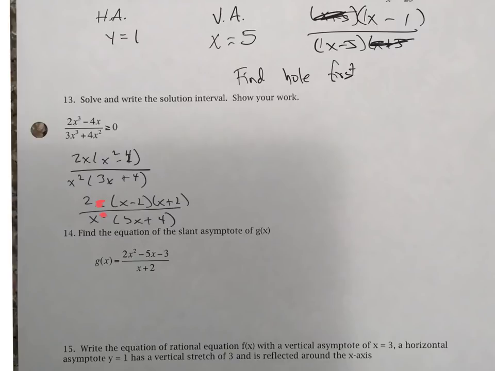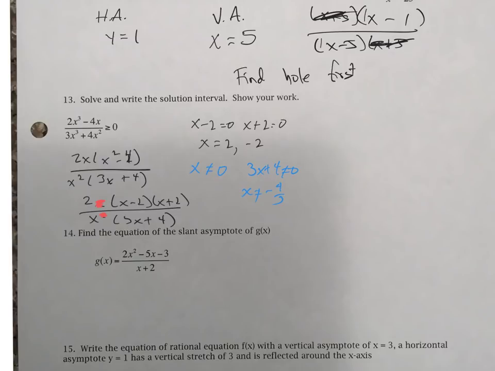So the numerator gets set equal to 0. So we get x minus 2 equals 0, x plus 2 equals 0. So now we have 2 and negative 2 on the graph. The denominator also gets worked, but you have to set the denominator not equal to 0. So in the denominator, x cannot equal 0, and 3x plus 4 cannot equal 0. So this is x cannot equal negative 4/3.